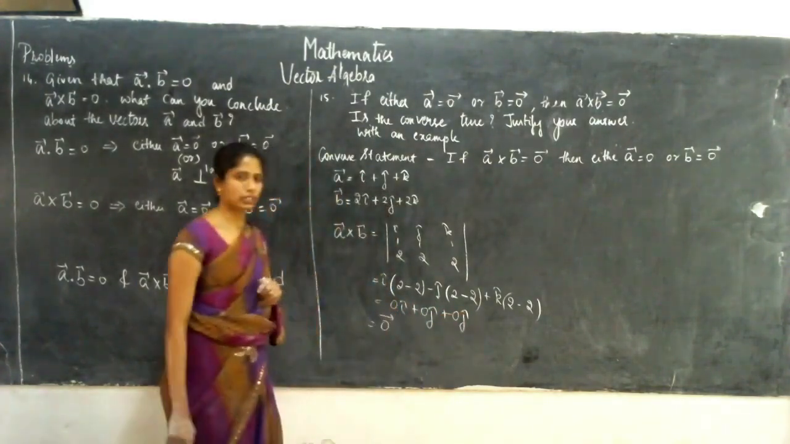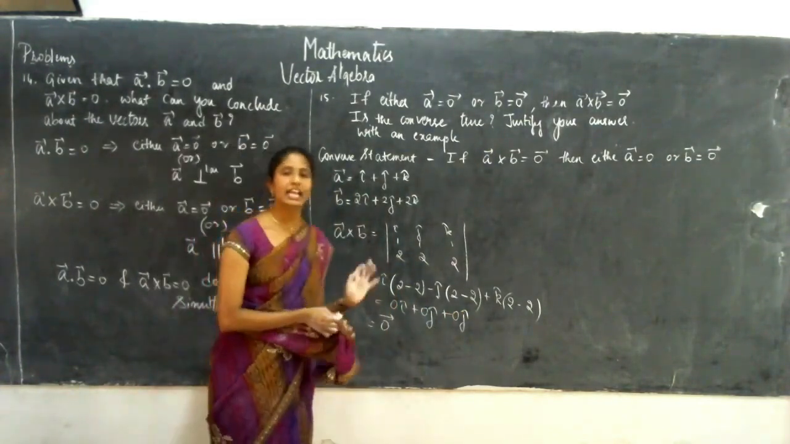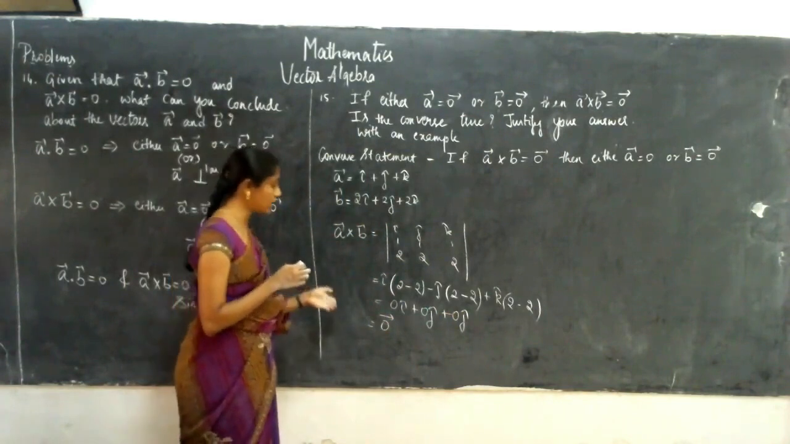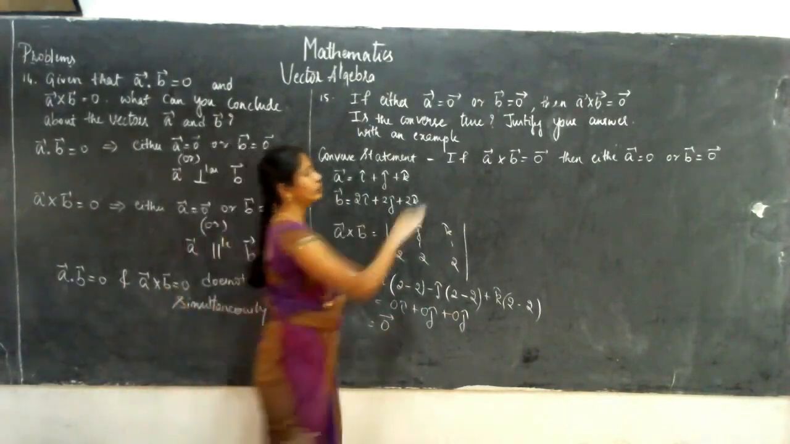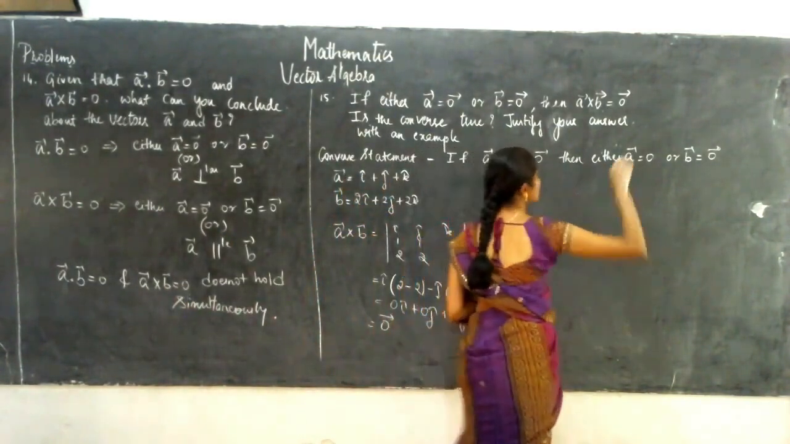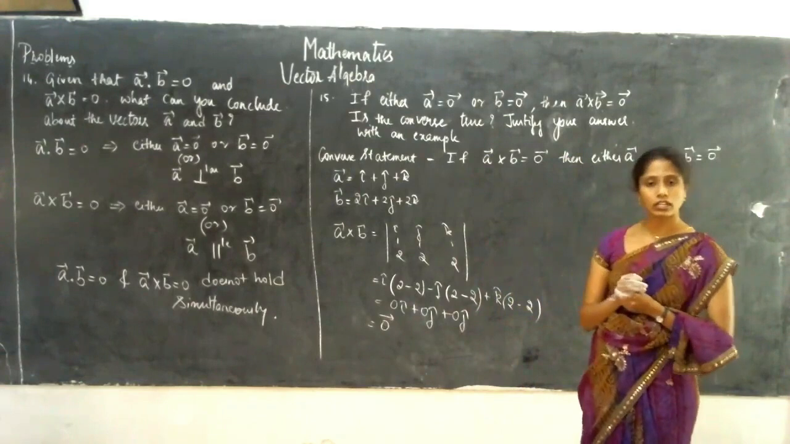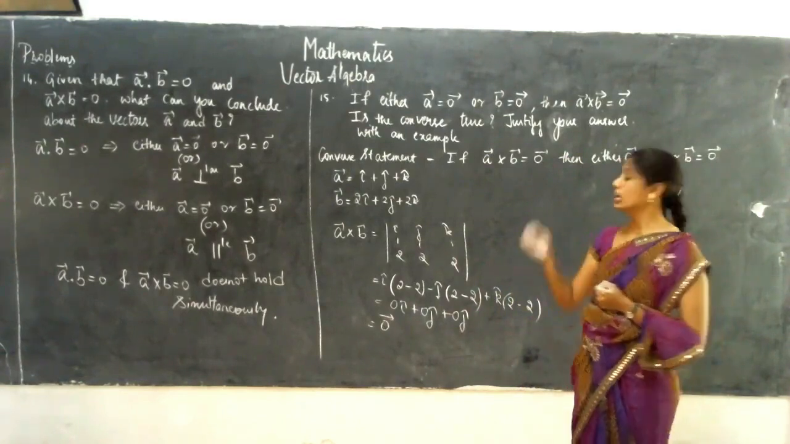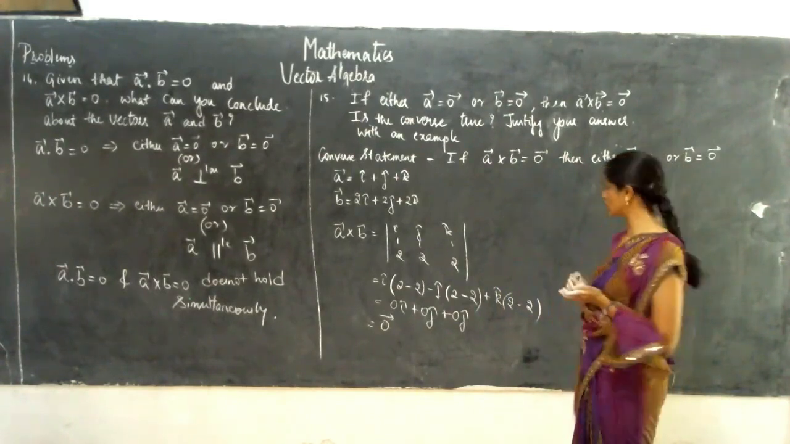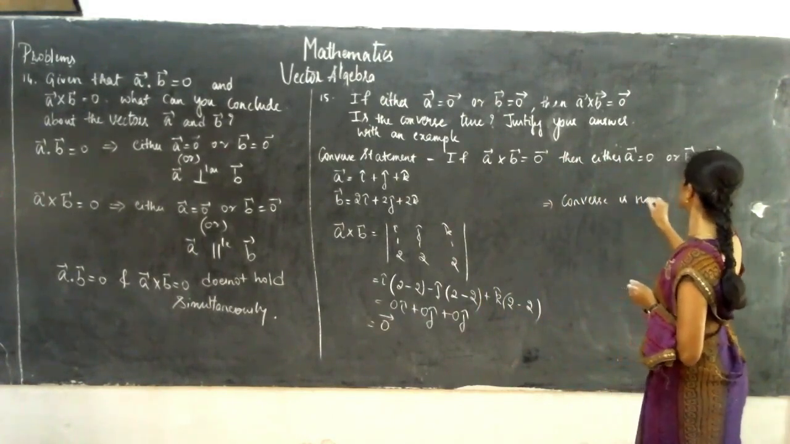So from this, what you can conclude is, though vector A and vector B are non-zero vectors, we still get the cross product of vector A and vector B as a 0 vector. So if the cross product is a 0 vector, it need not be that vector A is equal to 0 or vector B is equal to 0. We still have a chance where both the vectors are non-zero vectors, and the cross product between the two vectors is 0. Therefore, I can conclude that the converse is not true.